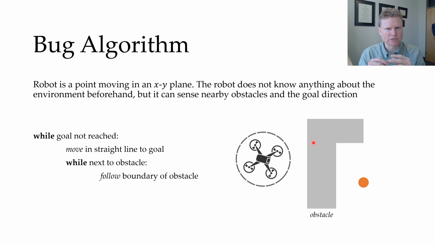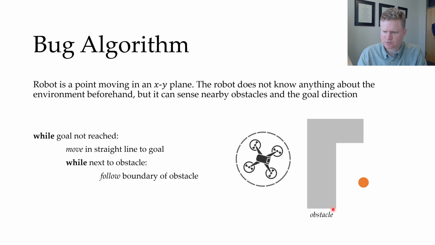And perhaps you reach an algorithm like what you see over here. The idea is, while the goal is not reached, I'm just going to move in a straight line towards that goal. So at the very beginning, my drone is going to move in this direction. Once it perceives an obstacle, like once it sees there's an obstacle right here, it's going to start trying to go around that obstacle. Let's say the robot starts moving off to the right.